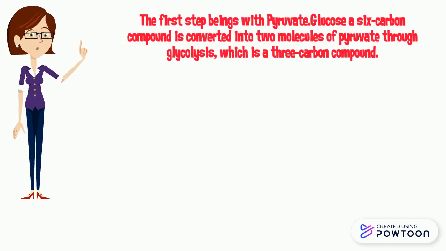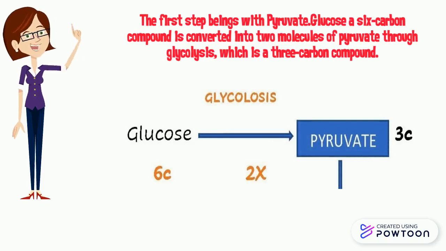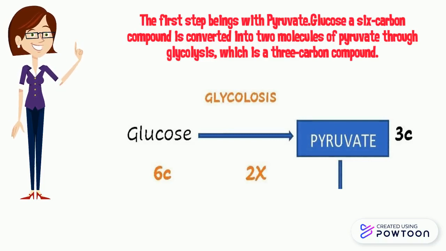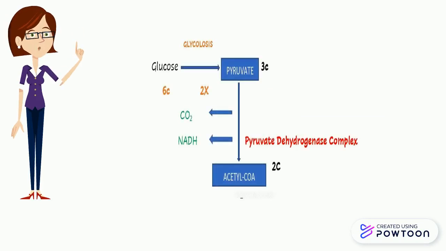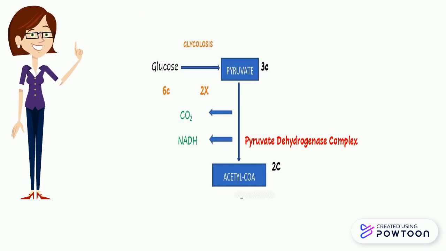The first step begins with pyruvate. Glucose, a 6-carbon compound, is converted into 2 molecules of pyruvate, a 3-carbon compound, through glycolysis. The next step is the oxidation of pyruvate into acetyl-CoA by an enzyme called pyruvate dehydrogenase complex. In this reaction, a molecule of carbon dioxide and a molecule of NADH are generated.